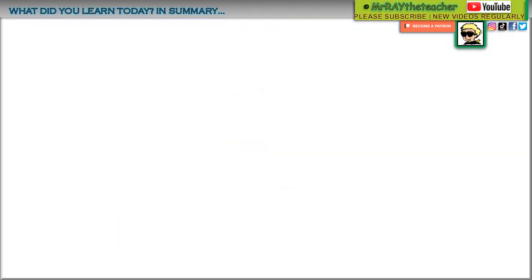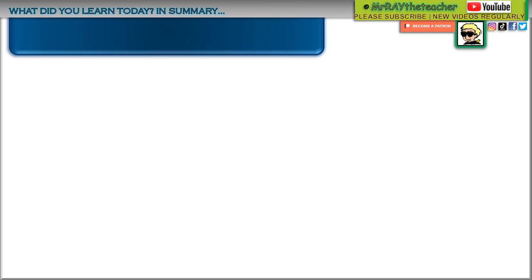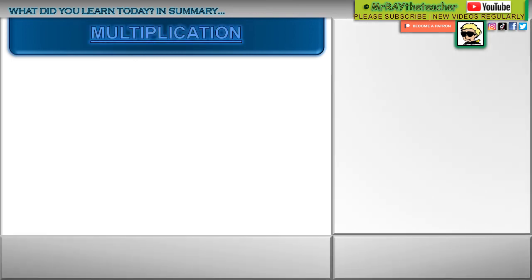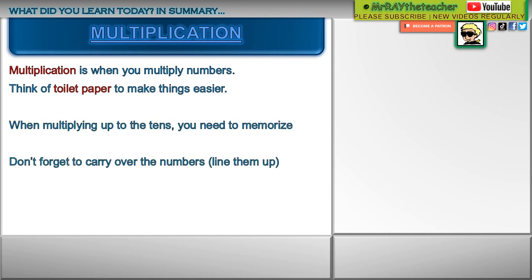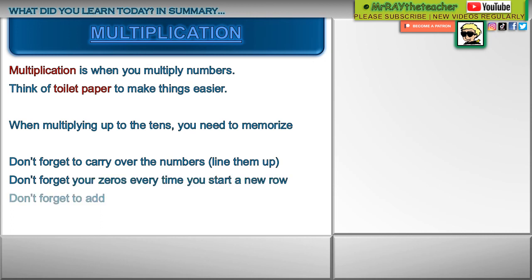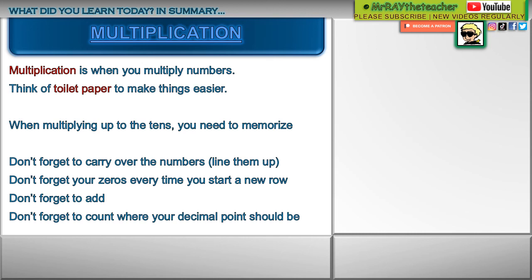Now let's wrap things up. What did you learn today? If that's what someone asks you, please don't waste the taxpayer dollar, especially if you go to a public school. Multiplication: when you multiply numbers, think of it like toilet paper. When multiplying with tens, you need to memorize up until then. Don't forget to carry over the numbers. Line them up. Don't forget your zeros every time you start a new row. Don't forget to add, and don't forget to count where your decimal point should be.